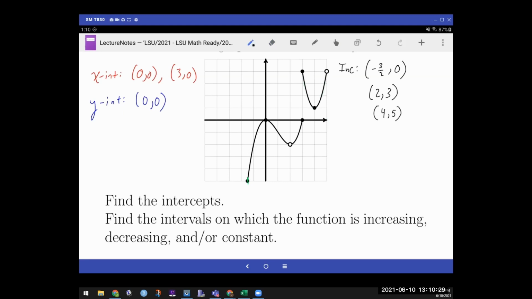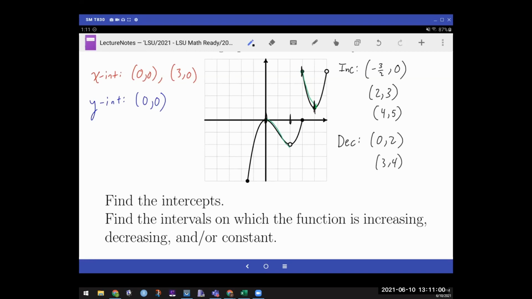Okay, decreasing. Okay, increasing. At this point, it's now decreasing. And from here to here, it's decreasing. There are 2 points where it is decreasing. They're in green right now. So that would be from 0 until x is 2. From 3 to 4.